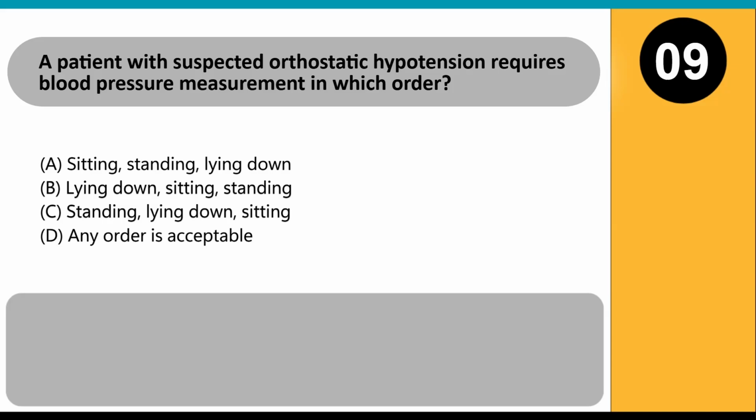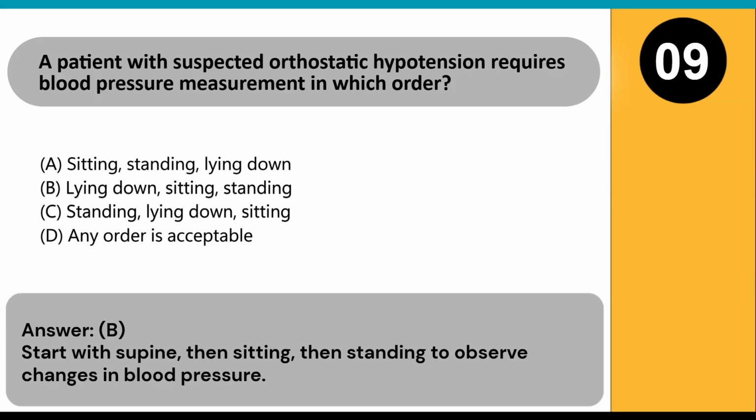A patient with suspected orthostatic hypotension requires blood pressure measurement in which order? A. Sitting, standing, lying down. B. Lying down, sitting, standing. C. Standing, lying down, sitting. D. Any order is acceptable. Answer: B. Start with supine, then sitting, then standing to observe changes in blood pressure.